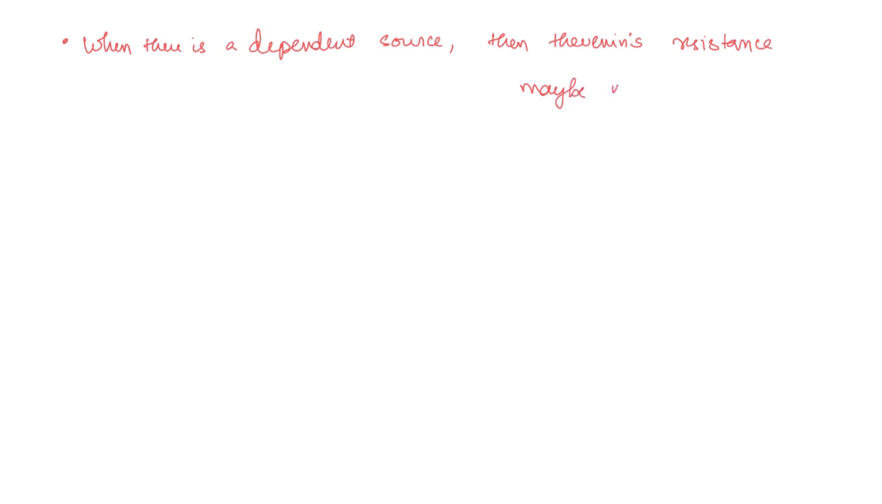One point that I wish to tell here is that when there is a dependent source, the Thevenin's resistance can sometimes be negative. Not all the time, but it may be negative. So even if you get a negative answer, do not panic if there is a dependent source. If there is no dependent source, then you should get positive only. Resistance will be positive.